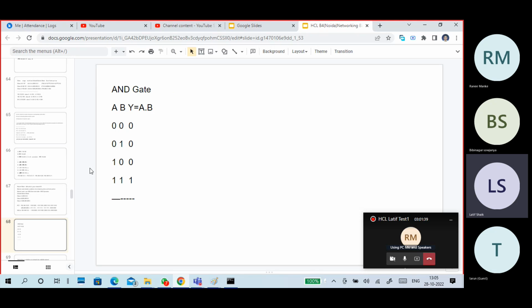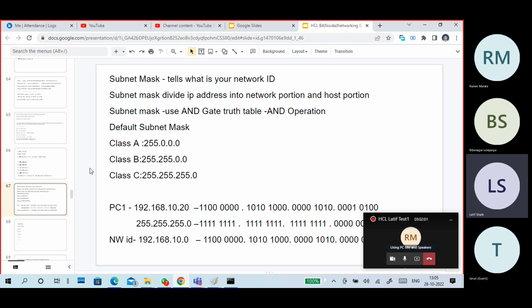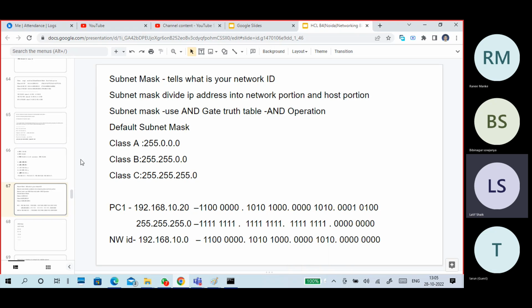Both inputs are 1, 1, then the output is 1. If the inputs are 0, 0 or 0, 1 or 1, 0, the output is 0 only. Only when both inputs are 1, 1 is it 1. Otherwise it is 0. So to find the network ID, this is just a sample only. I'm not going into a very deep explanation.